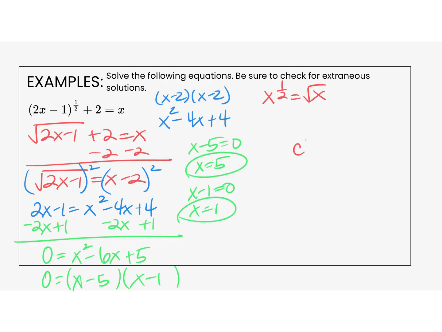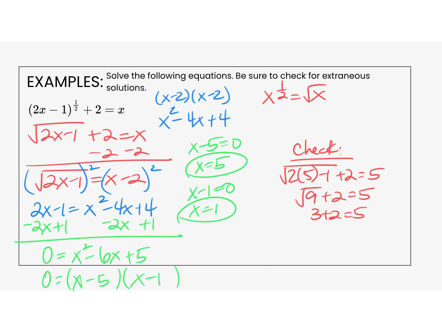But now I need to check for an extraneous solution. So square root of 2 times 5 minus 1 plus 2 equals 5. 10 minus 1, so that's square root of 9 plus 2 equals 5. That's 3 plus 2 equals 5. That one works. So x equals 5 works.